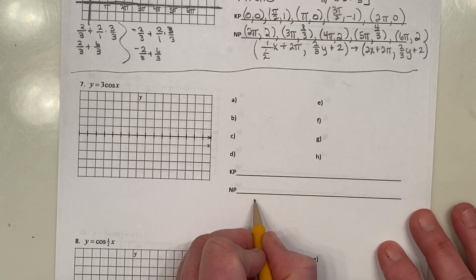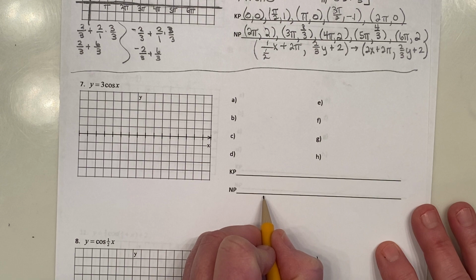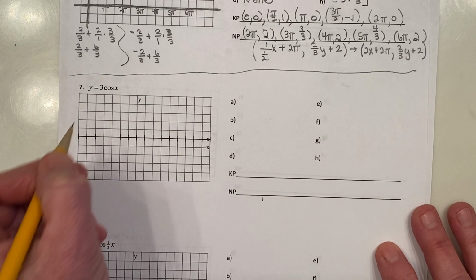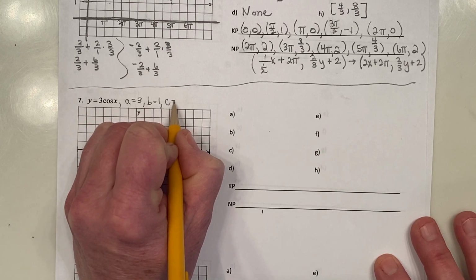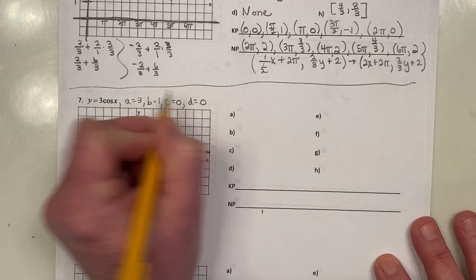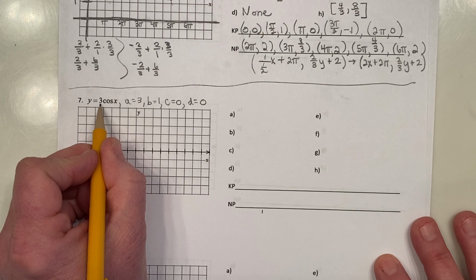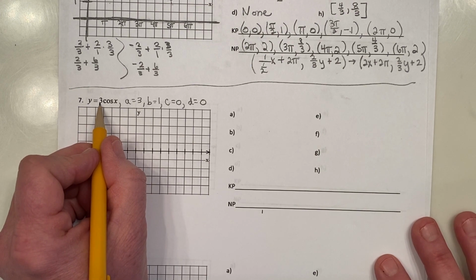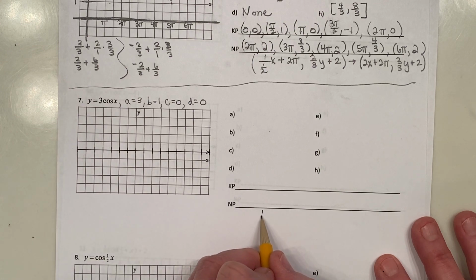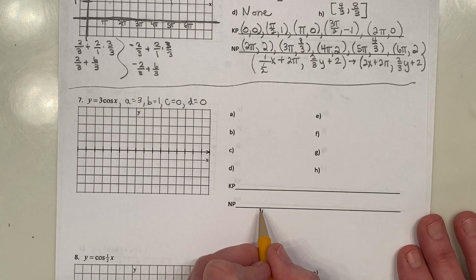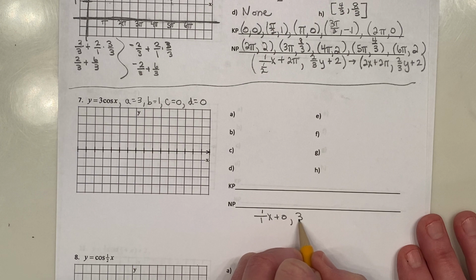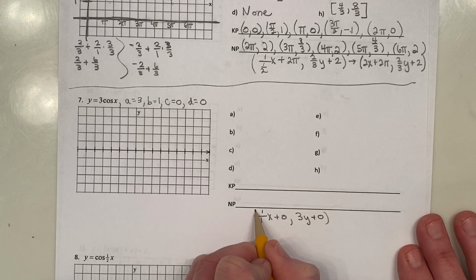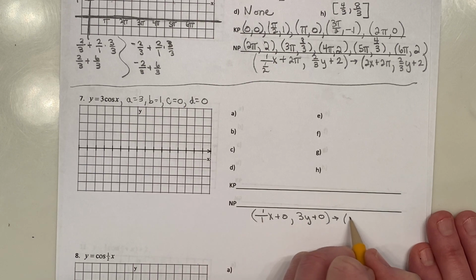The first thing I'm going to do is look at the new formulas for my transformed points. First, let's identify a through d. We're going to start out easy. We should see that we're just going to vertically stretch the parent function by a factor of 3, so the y-coordinates will change, but nothing else. Now we'll use our formulas for x and y coordinates: 1 over b is 1 times x plus 0, a is 3 times y plus d, which is 0. So no changes to the x-coordinates, but all y-coordinates are going to be tripled.